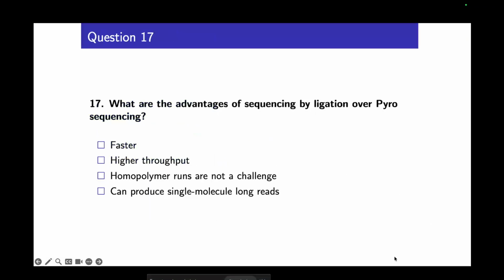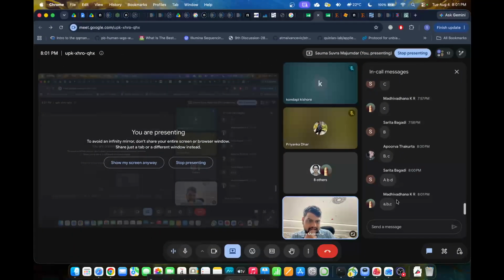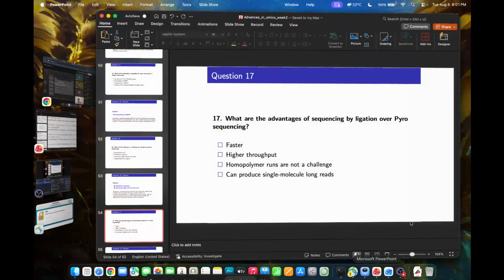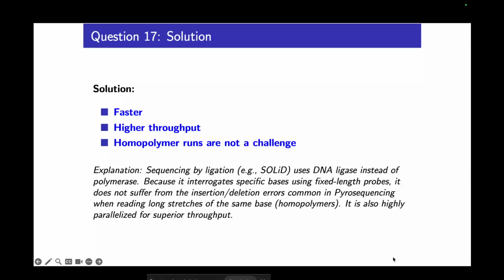It is also faster. I think B and C, somebody mentioned. A is also involved. It is also faster, basically. It just cannot produce the longer stretches of DNA. That is only done by PacBio, Nanopore, and other long read technologies. All of these are short read. So it is faster, it is higher throughput. And for homopolymers, it is better than pyrosequencing, but I don't think it is as good as Illumina, but certainly better than pyrosequencing.